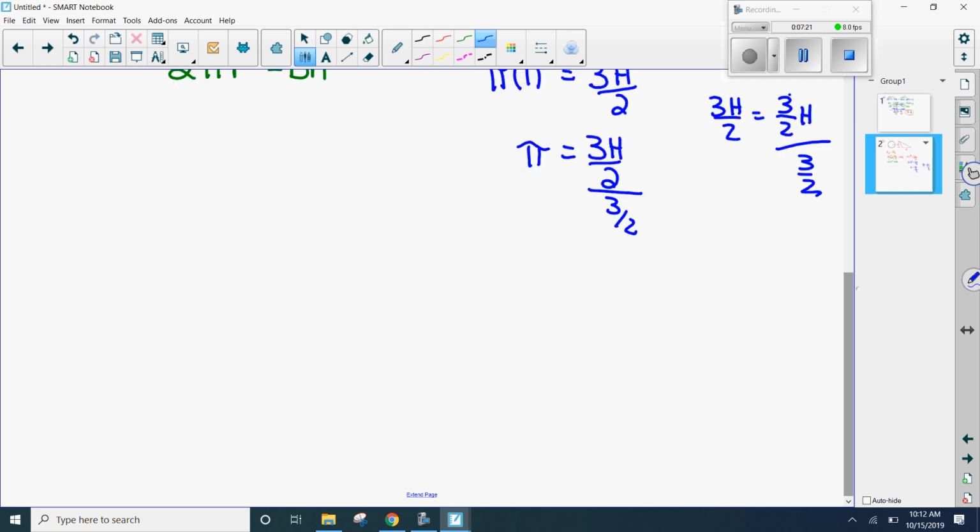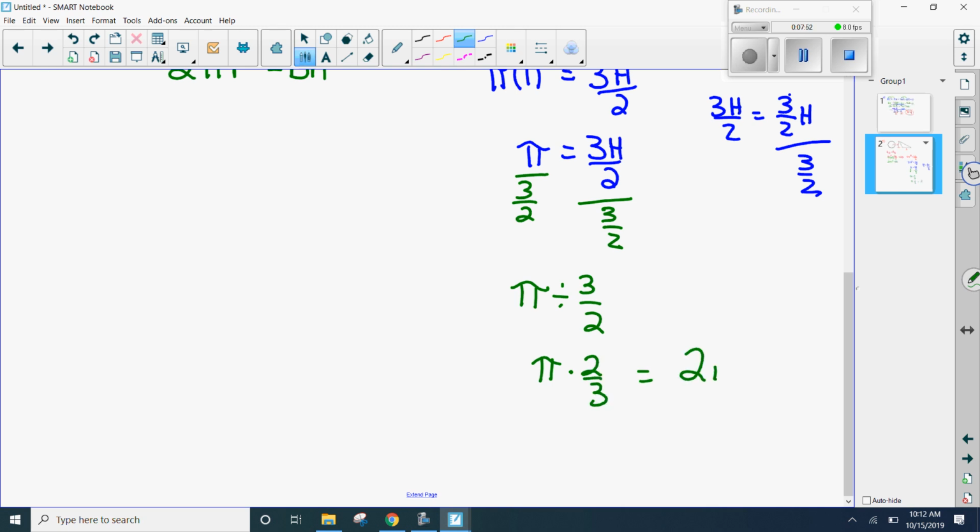So I also want to divide, let me change the color. So if you have it set up in this format, you divide by 3/2. So if I divide by 3/2, you're going to take pi divided by 3/2. That means pi times 2/3, which is just 2 pi over 3. So your height happens to be 2 pi over 3 centimeters.